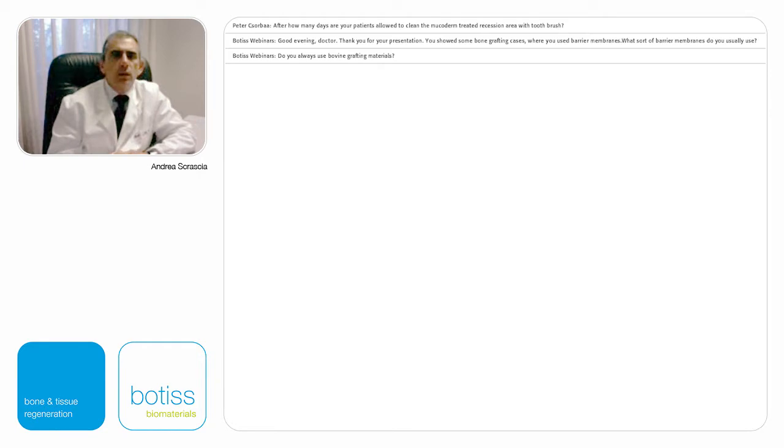Session allows to clean the untreated area with a brush. So always we have to be careful, so we have to wait 3-4 days. We have to use only the normal suggestion about the surgery technique. Then we have to wait for 2-3 days, and then we can start with a soft toothbrush.